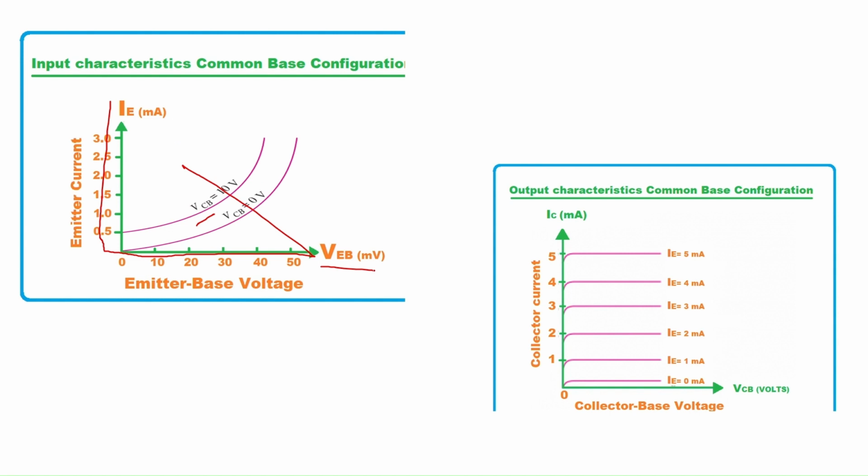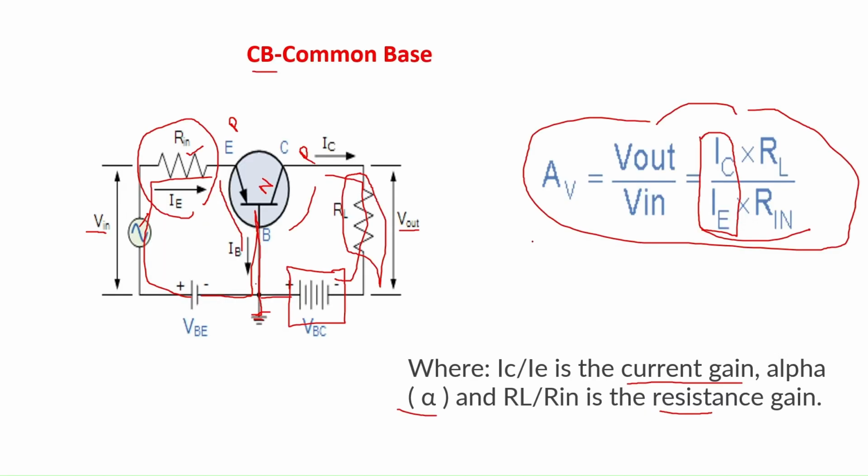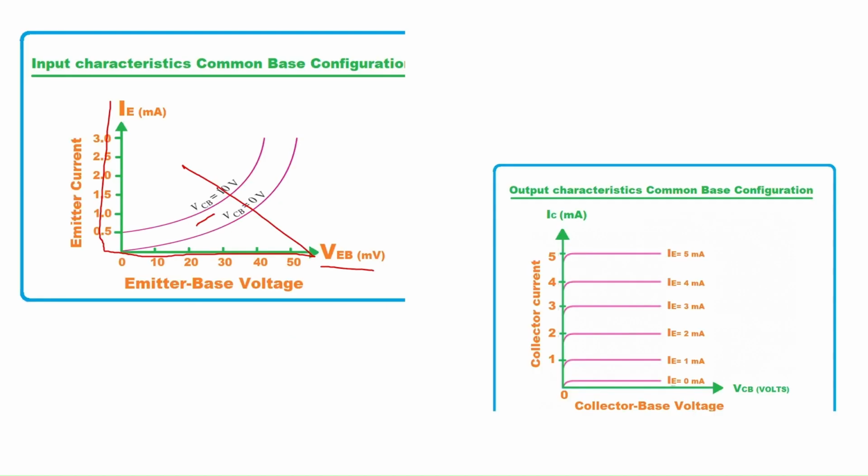For an output characteristic, the plot is between VBC and IC by varying the value of IE. VBC is plotted in the x-axis and IC is plotted in the y-axis, and the value of IE, the input current, is changed.